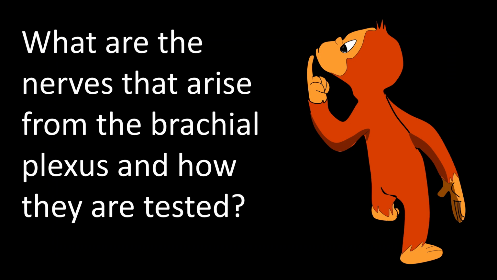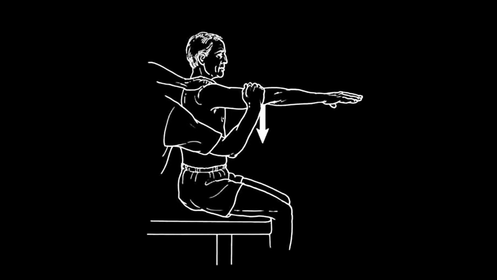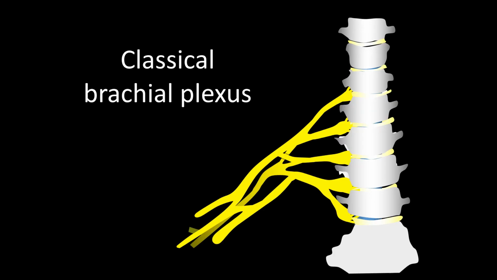The sixth question: what are the nerves that arise from the brachial plexus and how are they tested? The nerves of the brachial plexus are tested by observation and confrontation testing of the muscles each individual nerve innervates. In order to do so, we must know the function of the muscles being tested and the innervation of each muscle. As I previously mentioned, I will use the classical brachial plexus formation to explain the nerve that arise from the brachial plexus and the muscle they innervate.